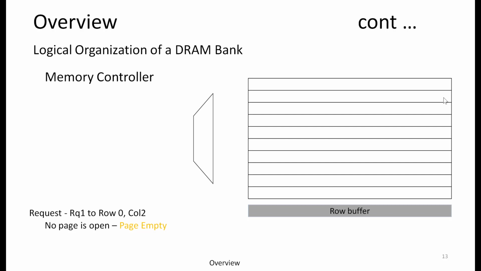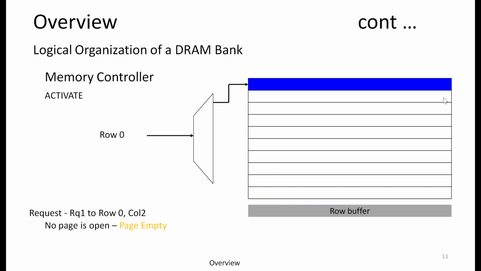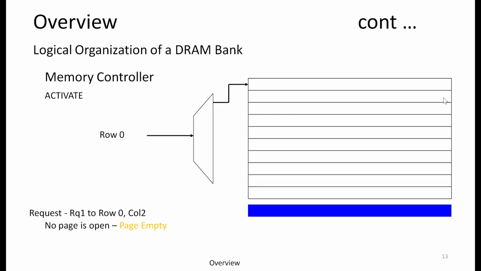When it sees this, the memory controller issues an activate along with the row address on the address and command bus. The row decoder will decode this row and select one particular row, and all the data in this row or all the columns in this row are read into the row buffer. Following this, the memory controller now sends a cas command along with the column address, here column 2. Now that particular column is selected and sent out over the data bus.